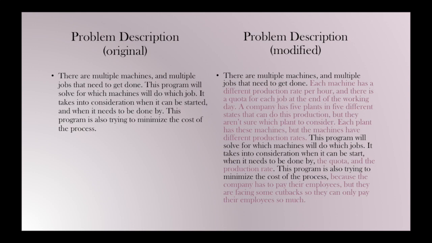This program will solve for which machines will do which jobs. It takes into consideration when it can start, when it needs to be done by, the quota, and the production rate. This program is also trying to minimize the cost of the process because the company has to pay their employees, but they are facing some cutbacks, so they can only pay their employees so much.